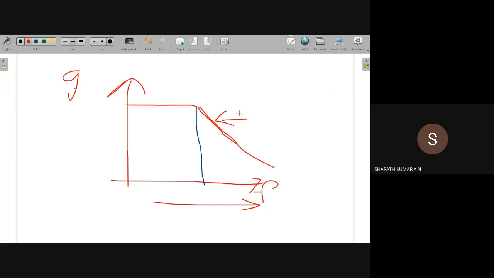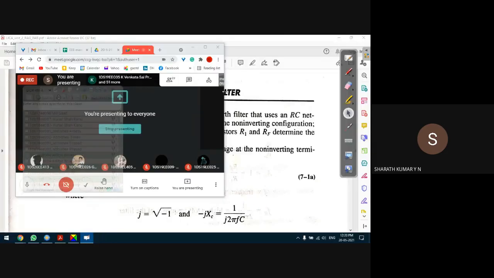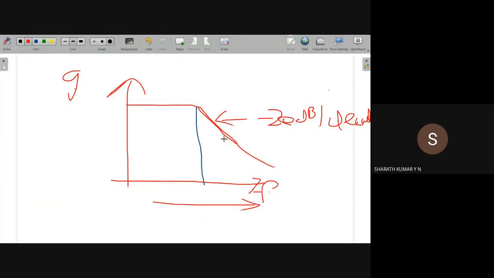For example, if it decreases at the rate of 20 dB per decade, then we call it minus 20, because it is decreasing. Minus indicates there is a reduction in the gain of the filter. So this is the first order. This can also be represented in terms of octave, that is, 6 dB per octave. We are representing in terms of decade. Octave means a 2 times increase in the frequency. So that is first order filter.